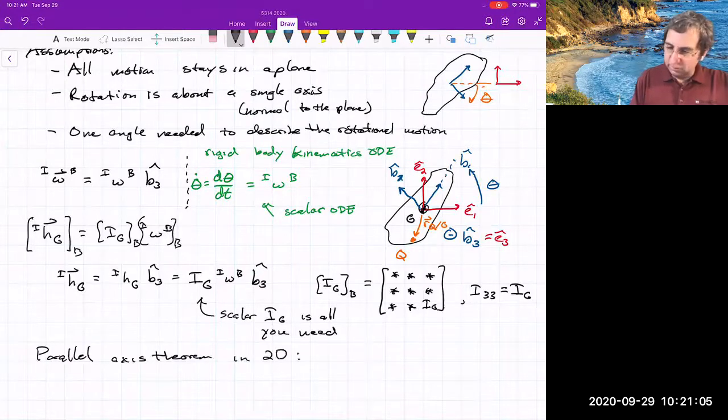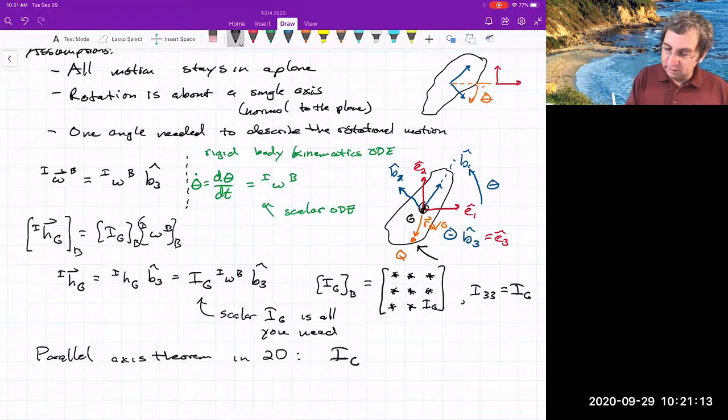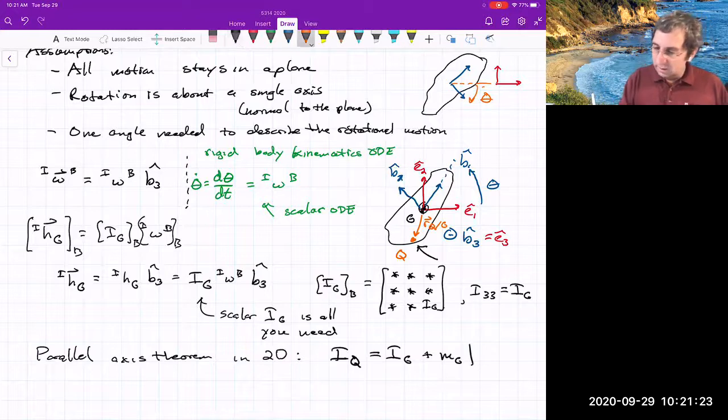And again, big simplification. So if I wanted to use my reference point Q, or just some other point that's not G, I_Q equals I_G plus the mass of G times the magnitude of, basically, just the distance between Q and G squared. And this is equation 9.34.